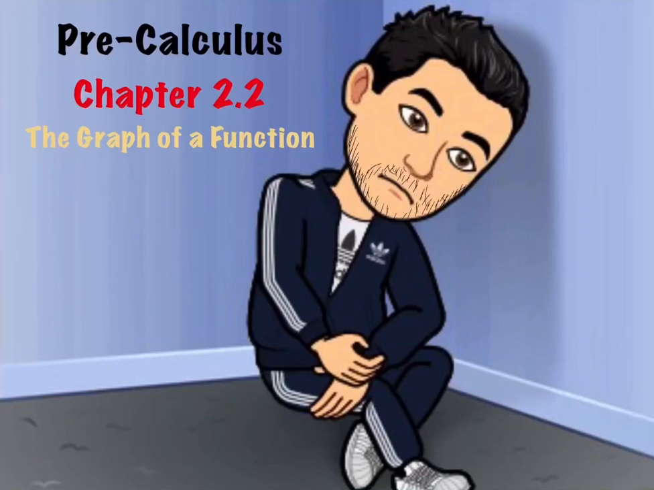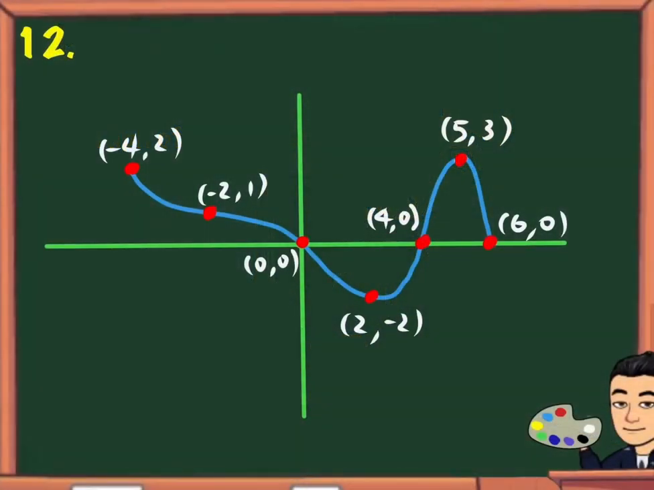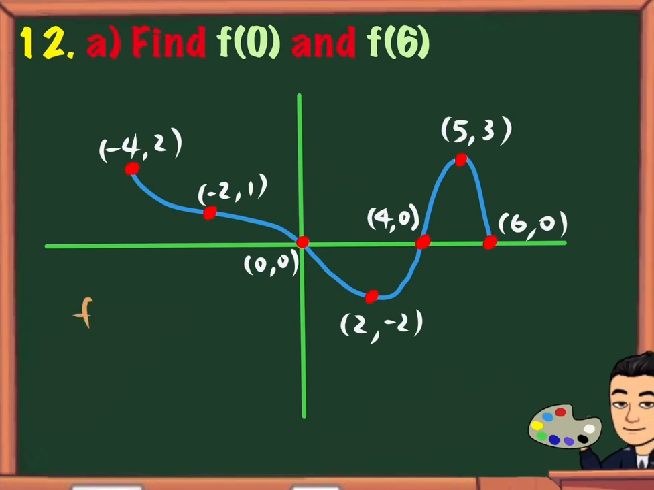This is Precalculus, Chapter 2.2, the graph of a function. Let's get started. For number 12, we're going to use the graph of the function to answer the following questions. Letter A, let's find f of 0.